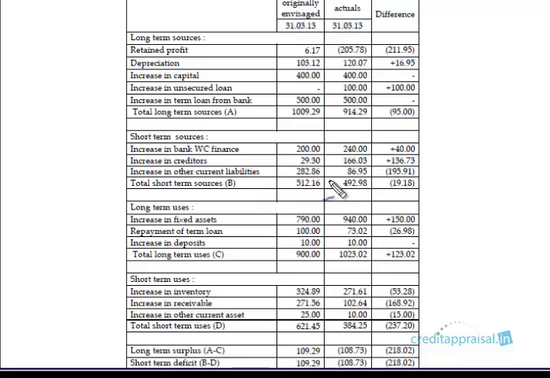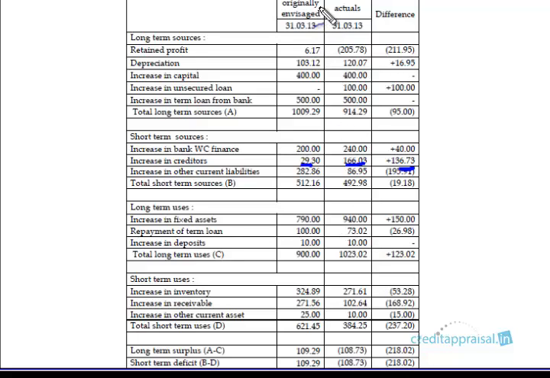Originally, the company thought it would get credit from the raw material suppliers, creditors of only 29 lakhs, whereas it has got 166 lakhs. So there's an increase of 136.73. You might be tempted to interpret that this is a positive development, because even though there was a cost. So how did the short-term surplus come from?